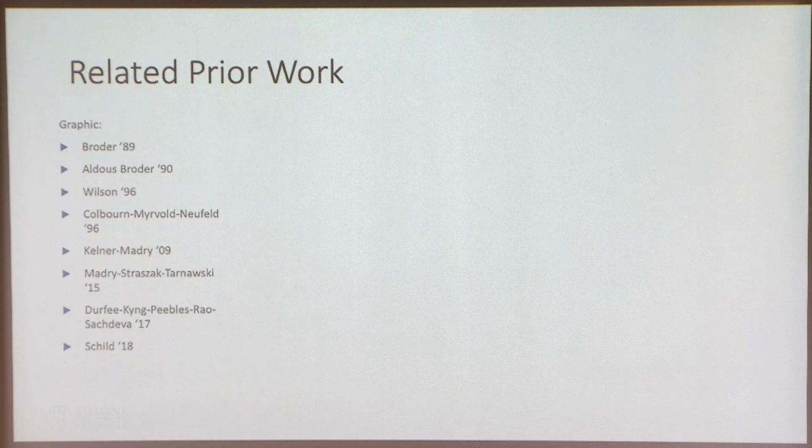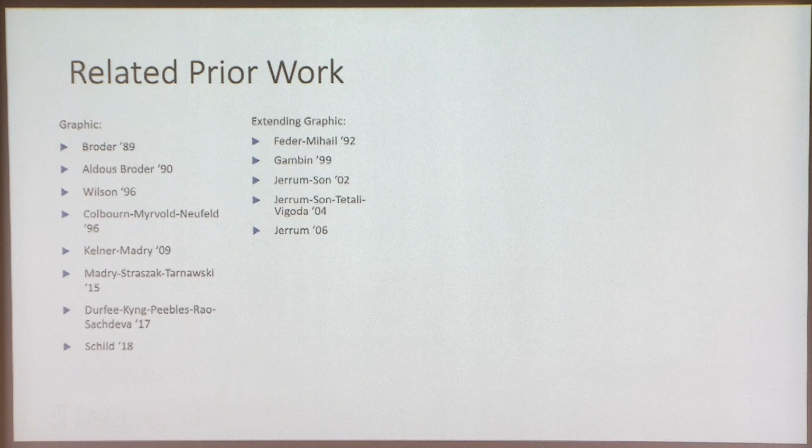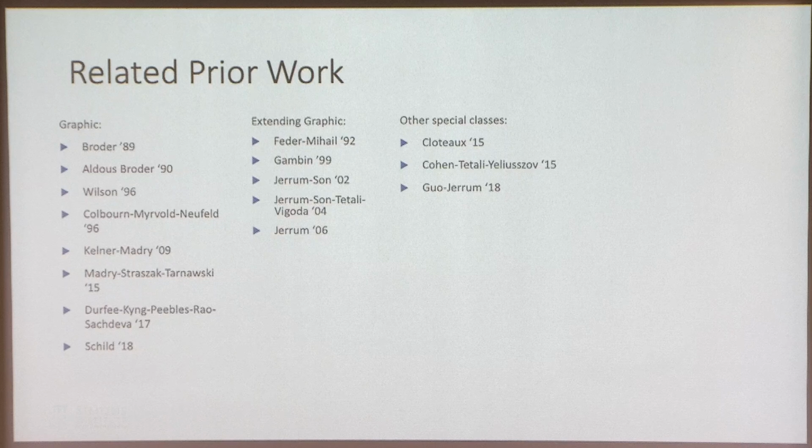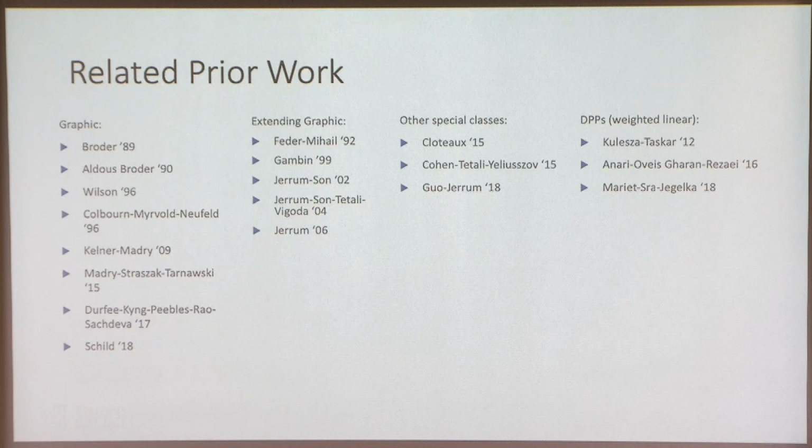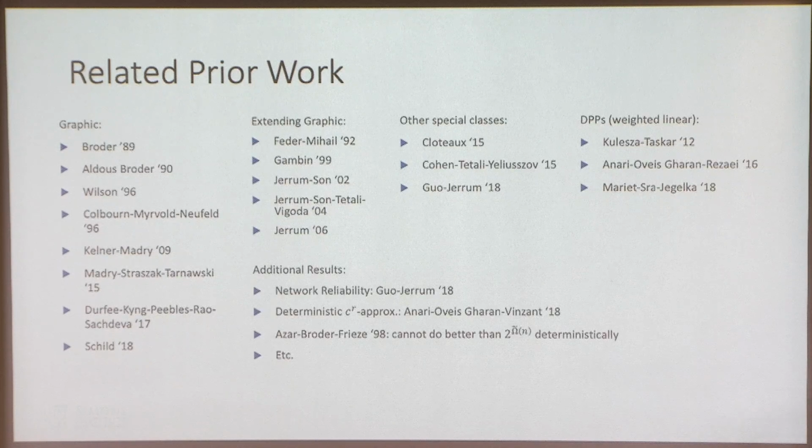So there have been many previous works. Already in the graphic case, for sampling random spanning trees or counting spanning trees. There are also many works that extend the graphic case to other classes of matroids. And there are some other problems, say in the determinantal point process literature, where you can also cast this as a counting or sampling problem of bases of a matroid, where instead you assign a weight to your bases, and more. And I apologize if this is incomplete.